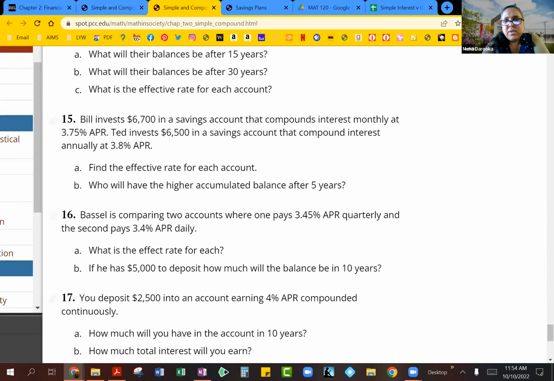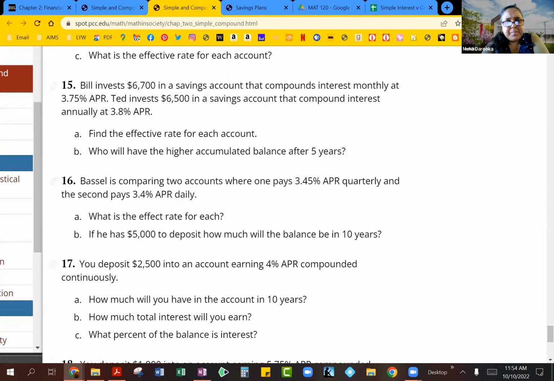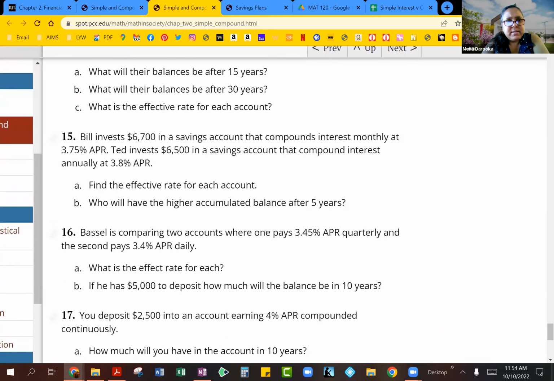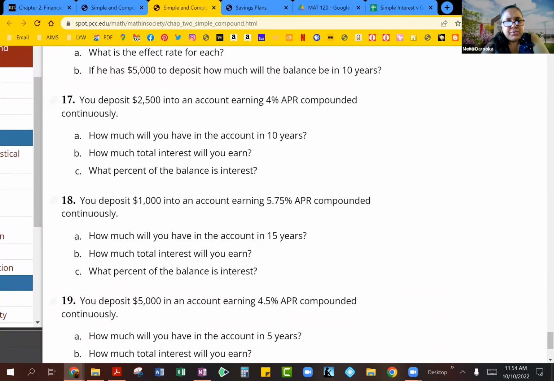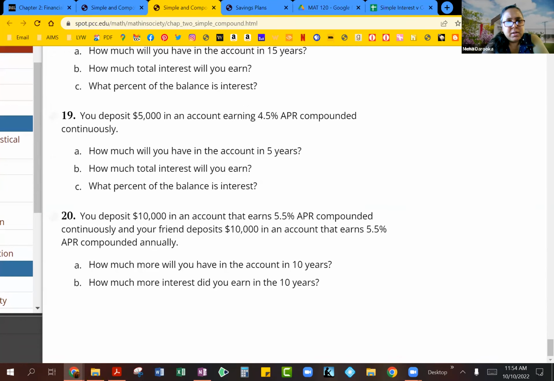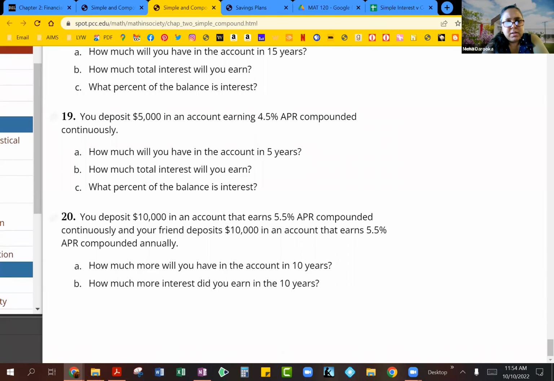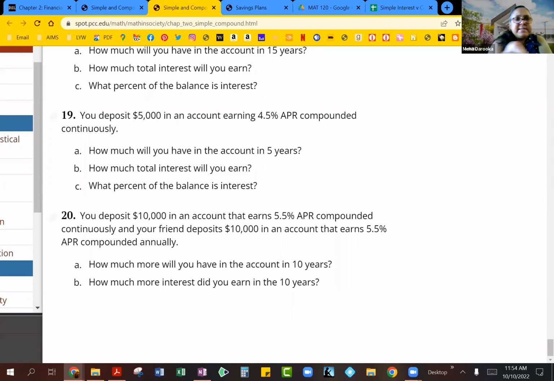So let's do our own example based on that. Okay, let's actually do number 20. I kind of like that because they're doing a comparison and we can do something else just for practice later on. So they're telling us you are depositing $10,000 into an account that earns 5.5% APR compounded continuously.